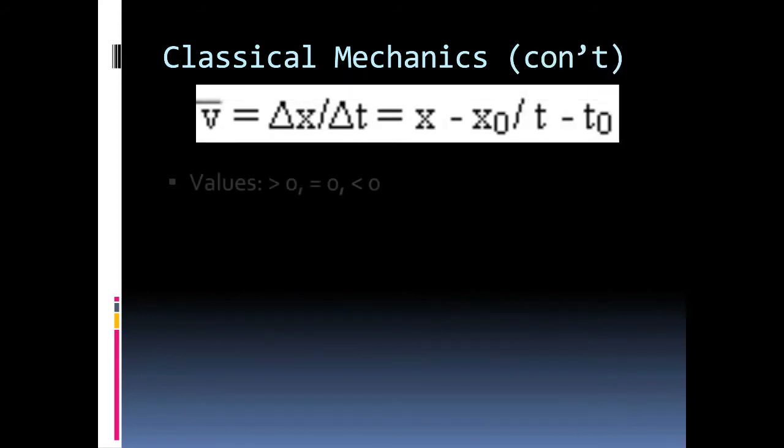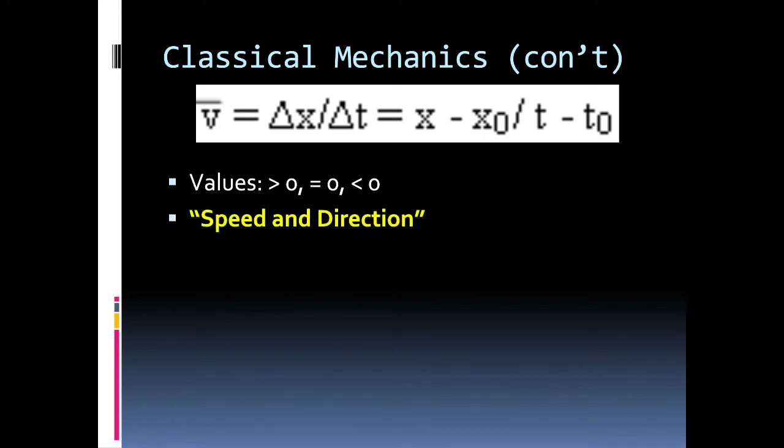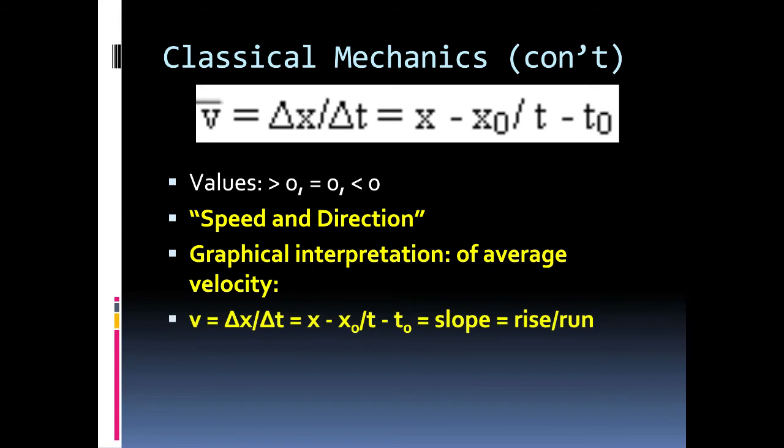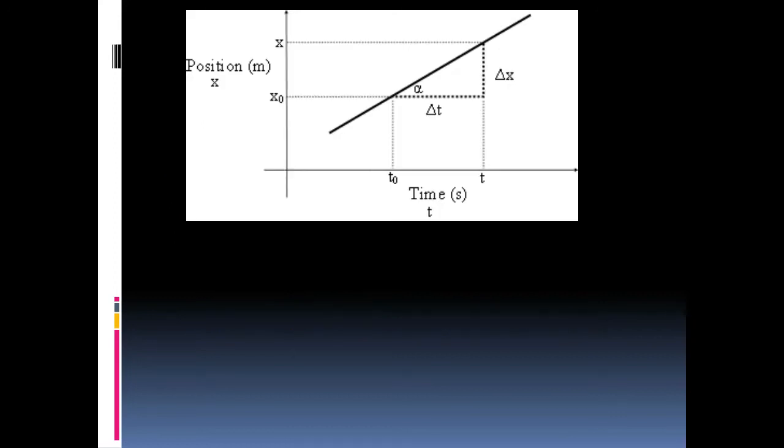So here's the average velocity again. It can be positive or negative or 0. That's what this means: greater than 0, equal to 0, less than 0. Speed and direction, you can think of it that way. Interpreting the graph of average velocity can be a little tricky. It is the slope, the rise over the run. We'll talk about it being the first derivative of position with respect to time. But to figure that out graphically, you'll find the slope of the tangent line at a particular point at a particular time. Here's a graph of position versus time.